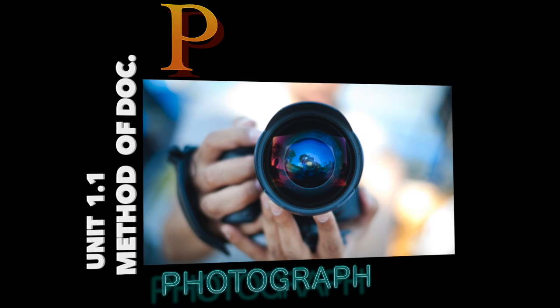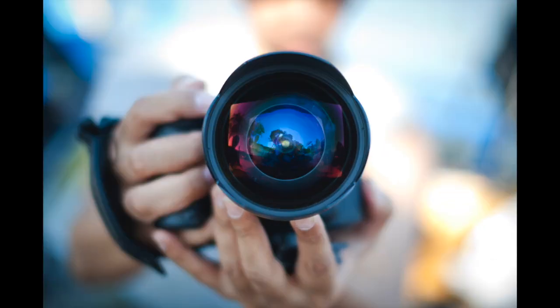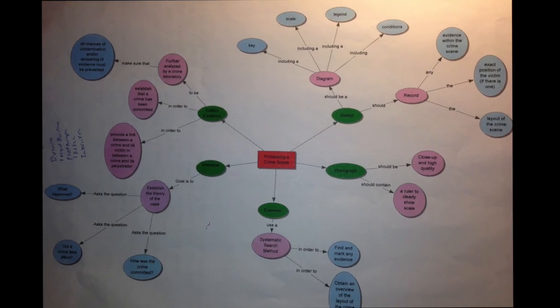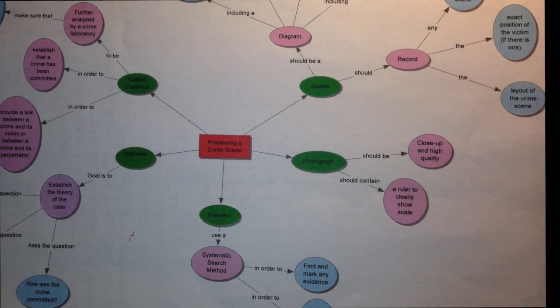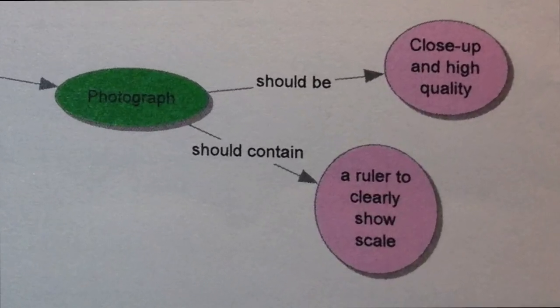The method used is the photograph method. Of the 5 steps in processing a crime scene, collecting evidence, interviewing, examining, sketching, and photographing, photographing is used to clearly represent a crime scene and all the elements before they are altered, allowing the crime scene investigators to preserve the crime scene for future examination.